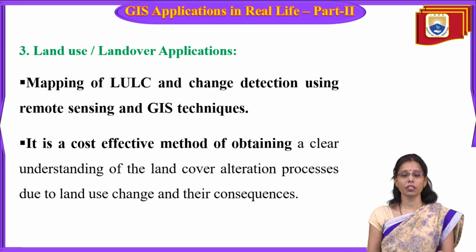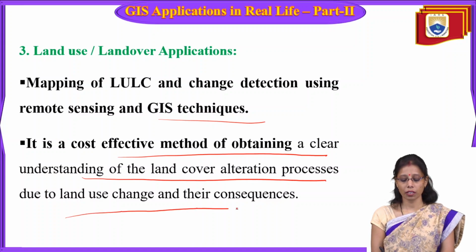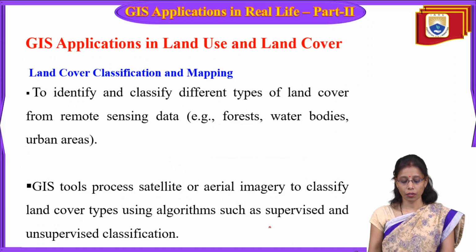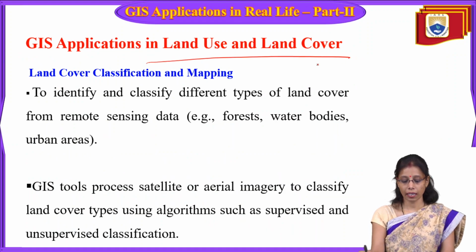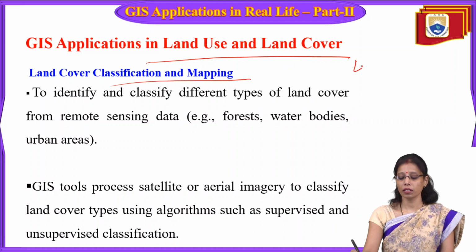Third thing, applications. We have come across this word many times, land use and land cover. When you are talking about land use and land cover applications, LULC change detection using remote sensing and GIS techniques is a cost-effective method of obtaining a clear understanding of land cover, alteration processes, and land use changes and their consequences. So, GIS applications in land use and land cover: land cover classification and mapping. What is land use and land cover? Every time I will tell you land use and land cover. These are two different things.